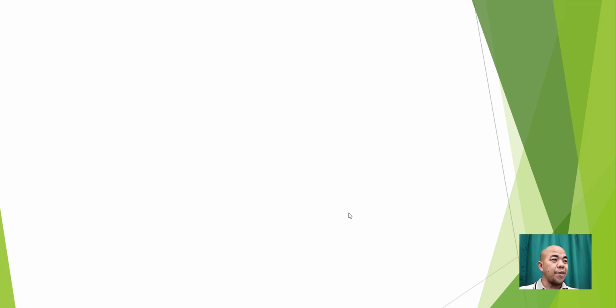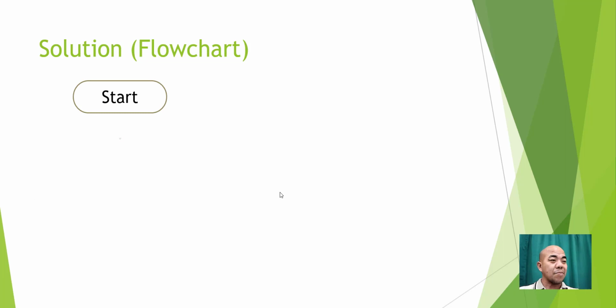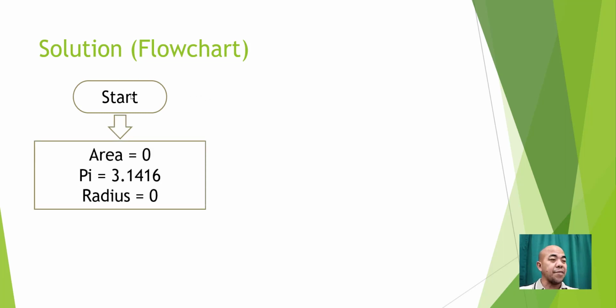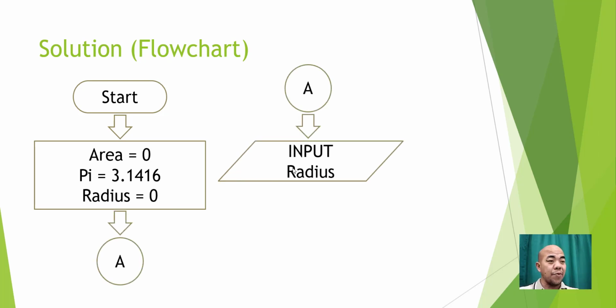Now, for the flowchart, of course, there's the infamous start. Then after that, initialize the variables. Initialize area equal to 0 because there is no value for the area yet. Then pi, which we all know is equal to 3.1416, and the radius has no value yet. That's why we have to input a value for the radius here. Okay, input value for the radius.